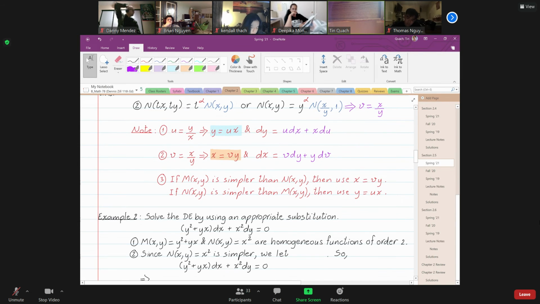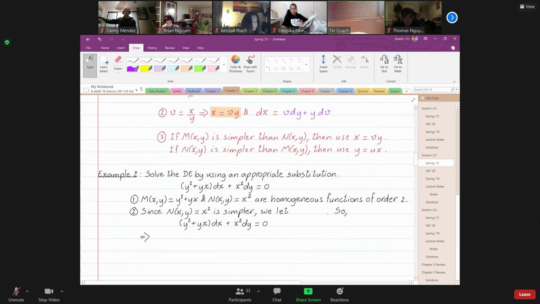So when you learn something like this, you have to figure out a way to remember things easily. So that's what I use. If the M is simpler, I use my x substitution. If N is simpler, I use my y substitution. And when you do an actual problem, you can just say x is equal to uy, or y is equal to ux. So you don't have to use u and v, but I just do this to indicate that they are different.